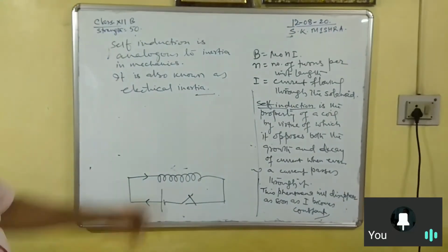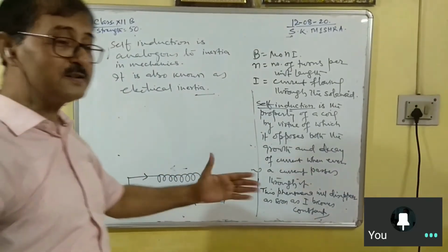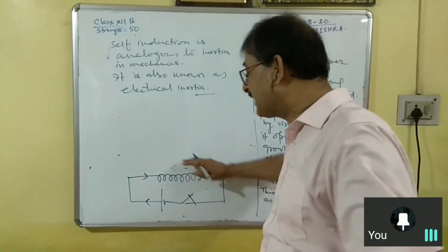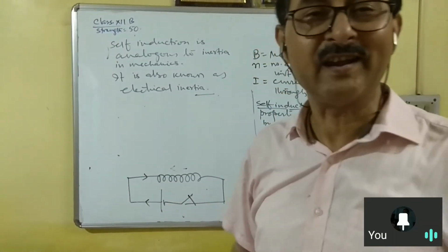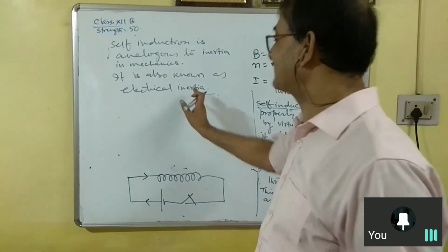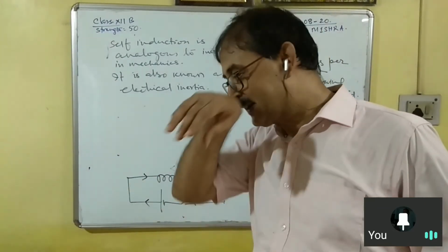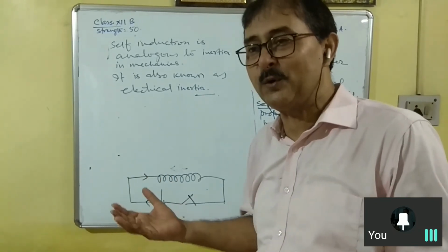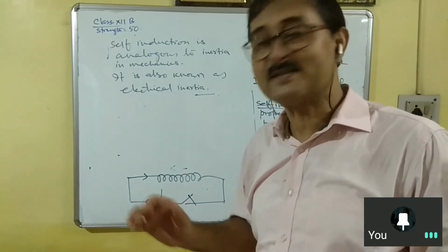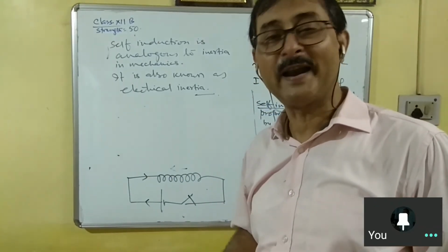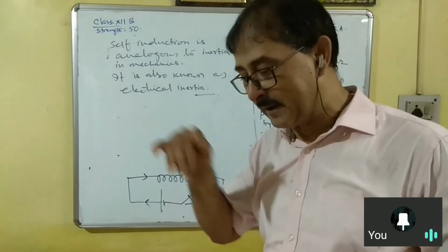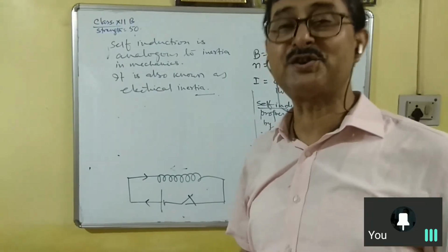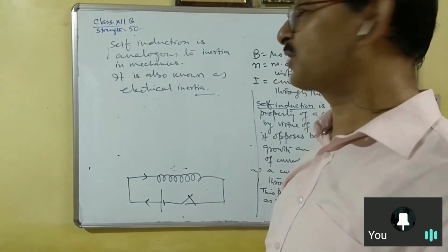So somehow, if the current wants to grow, its growing will be opposed. At the time of break of the circuit, if the current wants to decay, it will oppose the decay. So that happens in inertia. If a body is at rest, it opposes the force. Whatever force you have applied, it will always oppose it. It does not want to go in motion. And if a body is in motion, it does not want to come to rest. So that's why it is analogous to the inertia in mechanics, known as electrical inertia.